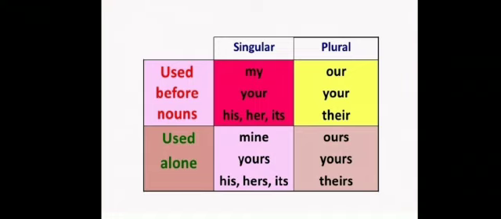For singular and plural, if we use it before a noun, then for singular we use my, your, his, her, its. These are singular forms. But if I'm talking about plural person or thing, then used before nouns we use our, your, and their. Used alone, for singular mine, yours, his, hers, its, and for plural ours, yours, and theirs.